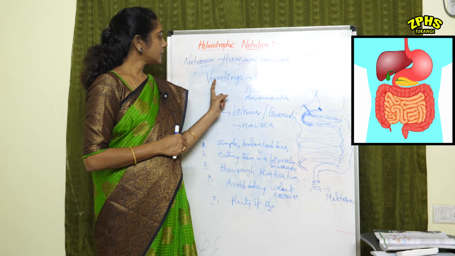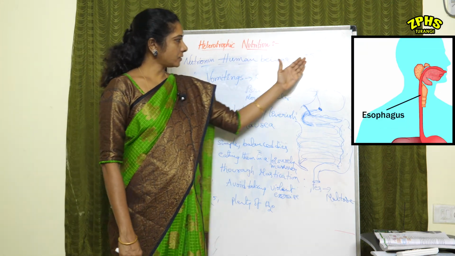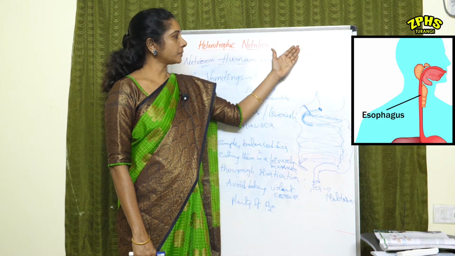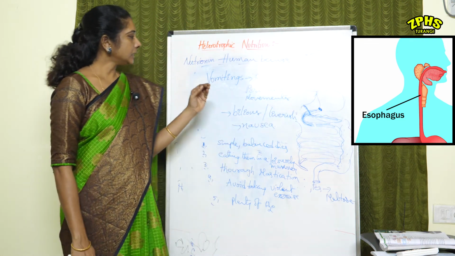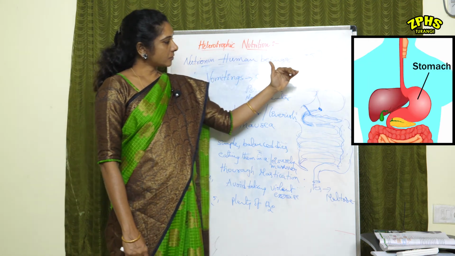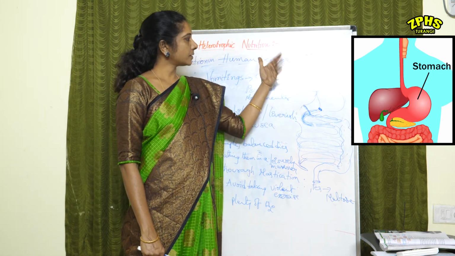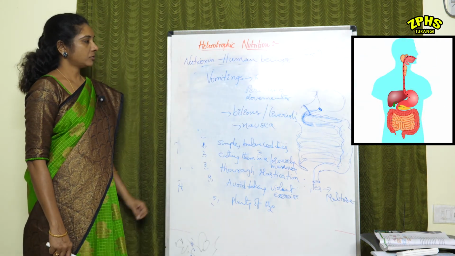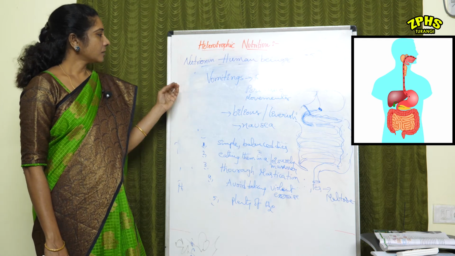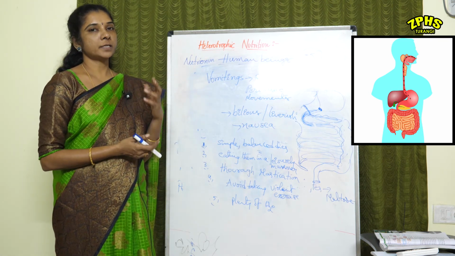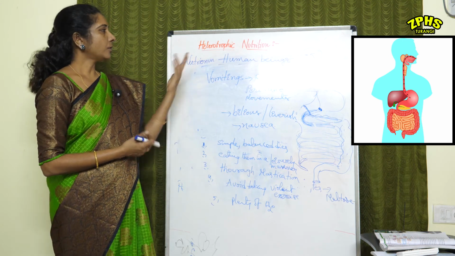So what happens in vomiting? In the esophagus, the peristaltic movements help the food enter from the mouth to the stomach. Here, reverse peristaltic movements happen. So the stomach, using these reverse movements, sends the food outside through the mouth. This is vomiting. That's how the stomach sends the unwanted or poisonous material outside.